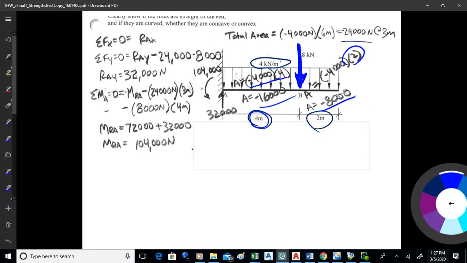All right, so that's the stuff I'm working with. I've also got the 32,000 and the 104,000 on this. So I got the couple of 104,000 and the load of 32,000.